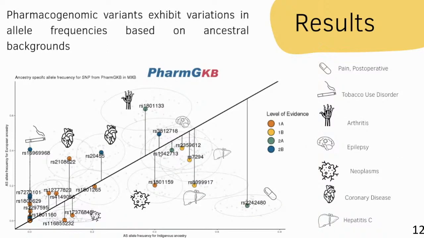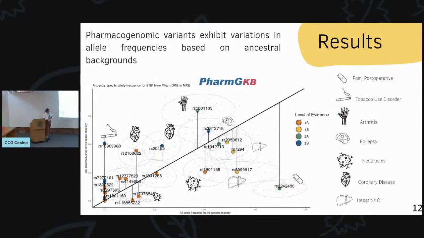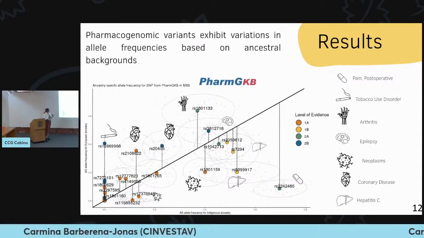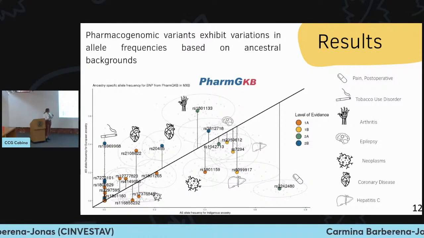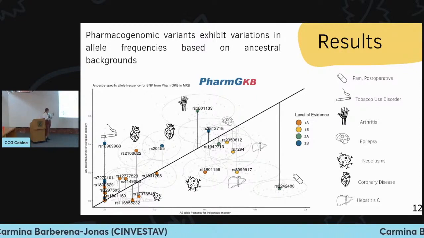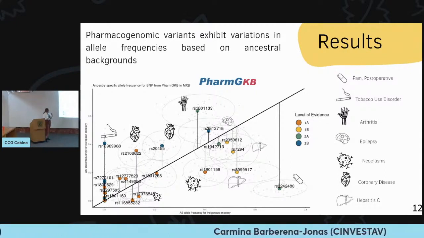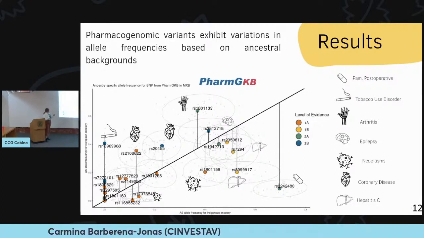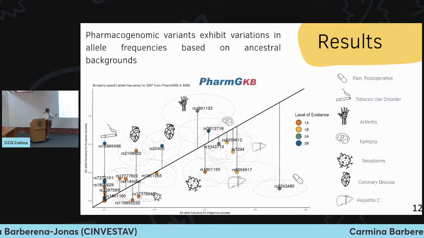So now I'm going to focus on some of the things that we can learn from this database and the results in these allele frequencies. Here I'm showing you only the variants with higher level of evidence in PharmGKB. This means variants that are known to have an effect in biomedically relevant genes, and there's functional evidence. Each of the dots represents a variant, and in the x-axis we have the ancestry-specific allele frequency for indigenous ancestry, and in the y-axis, European. So the further a point is from the diagonal, the more enriched it is in a particular ancestry.